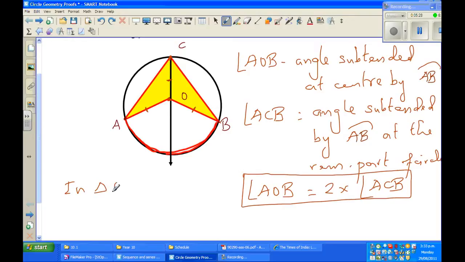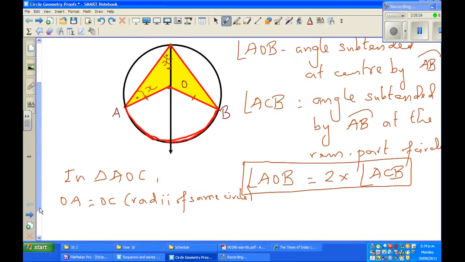Now in triangle AOC, which two sides are equal? I can say OA is equal to OC. Why? Because they are radii of the same circle. So if the radii are equal, can I say that this angle is equal to this angle? If this is X, this will also be X.